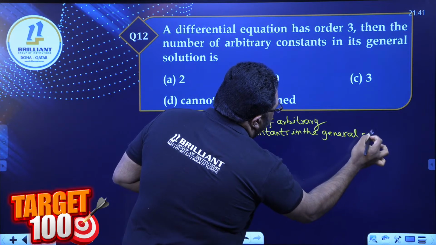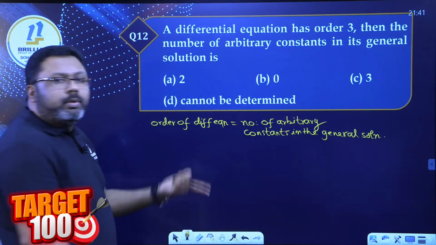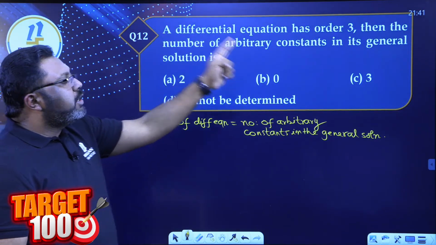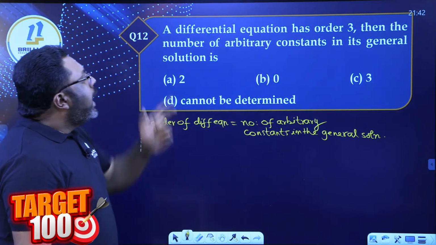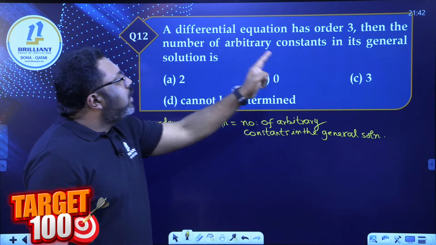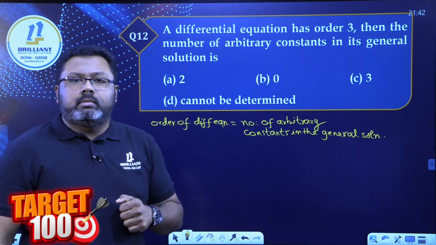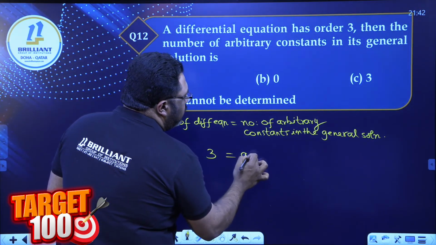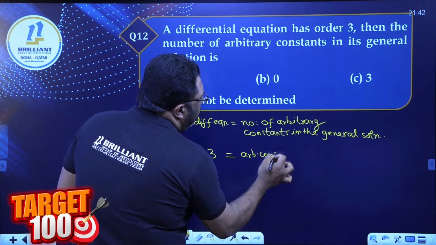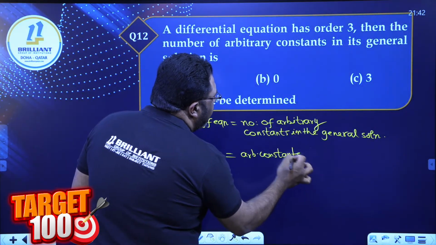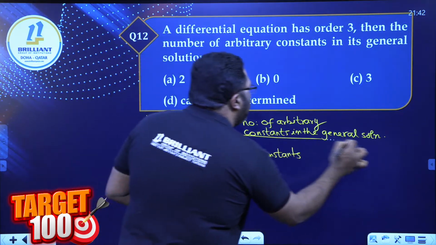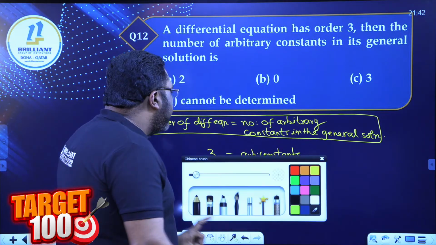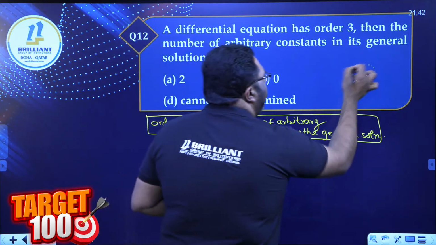Number of arbitrary constants in the general solution. Now read the question once again. A differential equation has order 3. Then the number of arbitrary constants in its general solution. Order is 3. Then what is the number of arbitrary constants? Definitely going to be 3, right? Yes, that's what I said in the relationship here. Order is equal to the number of arbitrary constants in the general solution. So you can simply take option C.